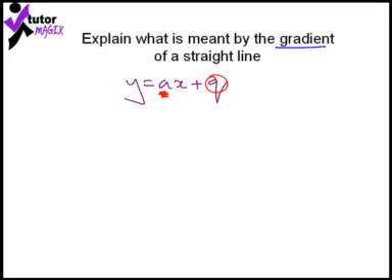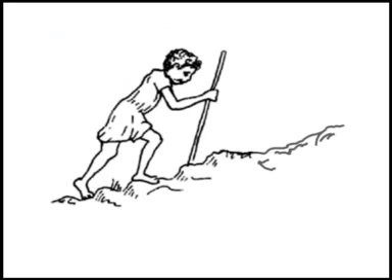We also know that we can find the gradient on a graph by saying y2 minus y1 over x2 minus x1, where you might have 2 points and you need to find the gradient between those 2 points. You can simply substitute the x and y values into this formula to find the gradient. But what is meant by the word gradient? Well, let's take a look at a typical example or an analogy to try and explain this.